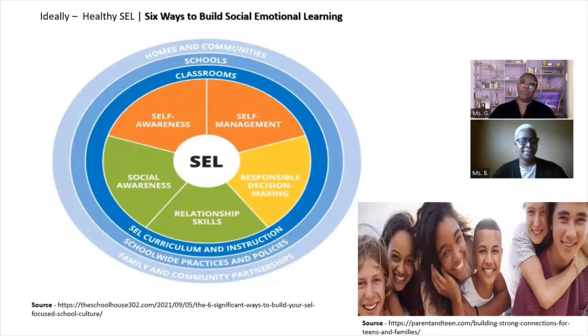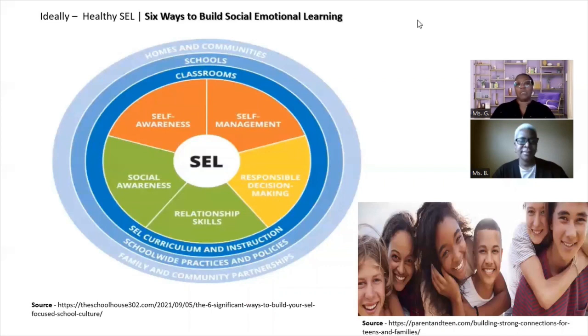Okay, educators, if you look at our slide, something you may have learned in school way back when you were in college: when we think about the whole child, there's this idea of concentric circles, meaning the child is in the center, and then surrounding that child are educators, family members, the community, and all of that is in support of the child. And so when you think about social emotional learning, that same concept comes into play.